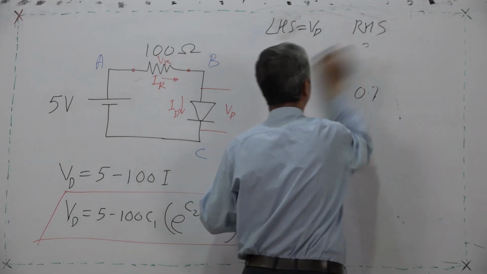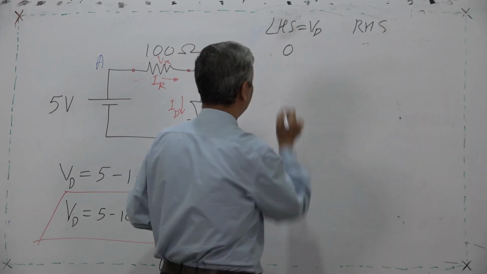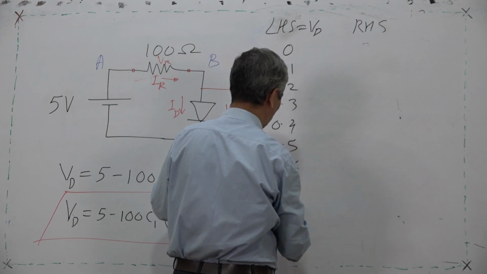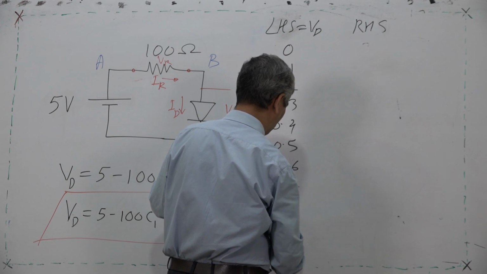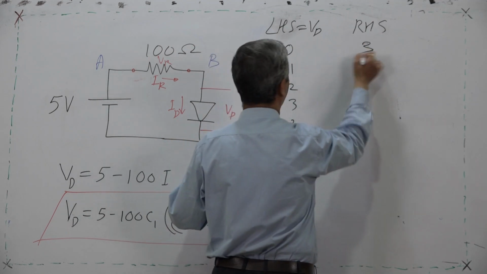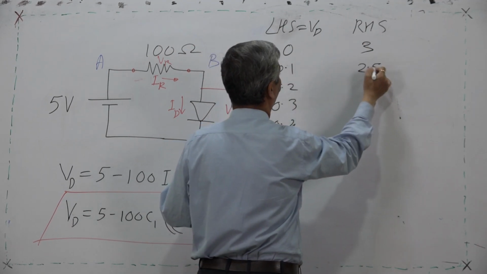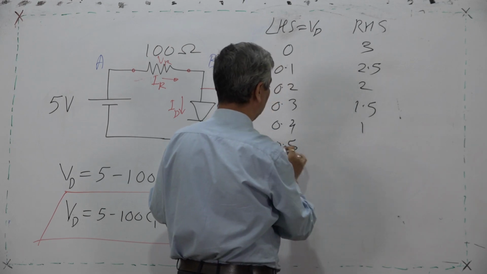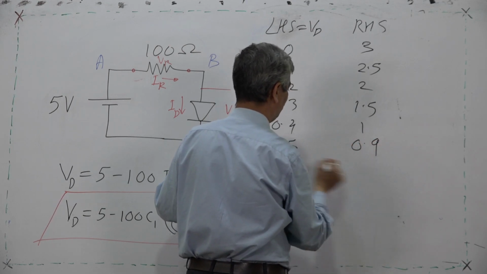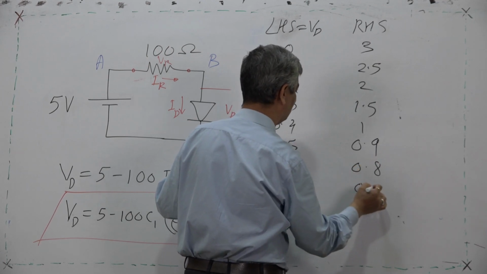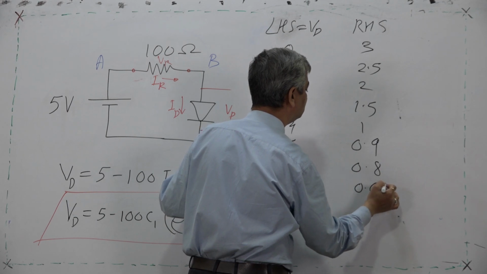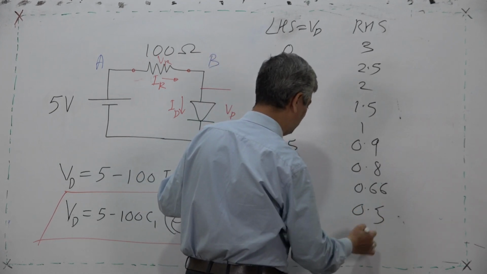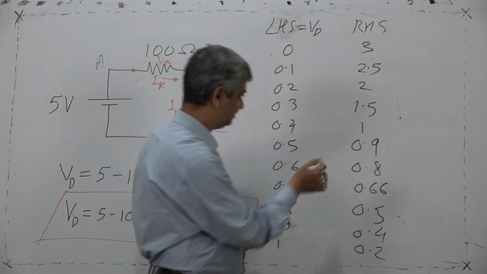From 0 you can have further 0, then 0.1, 0.2, 0.3, 0.4, 0.5, 0.6, 0.7, 0.8, 0.9 and 1. So this you can have, and this you can say for 0 it was 3, for 0.1 it was 2.5, for 0.2 it is 2, for 0.3 it is 1.5, these are just some values, for 0.5 it is 0.9, for 0.6 it is 0.8, and for 0.7 it is 0.66, just I am giving the value, and then for 0.8 it is 0.5, for 0.9 it is 0.4, and for 1 I have said 0.2, just for the sake of example.